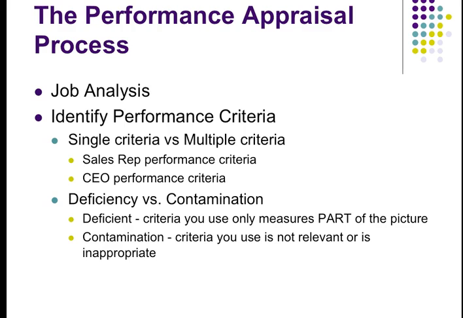After we've determined what criteria should be in the multiple measure, we have to make sure we're not deficient or contaminated. A deficient measure means that you don't have all the elements included in it. Let's say there's supposed to be 10 aspects of the job and you've only accounted for 5 and only measured 5. It's deficient in that manner. And if something's contaminated, it means it's got something in the measure that you're looking at that's really not relevant.